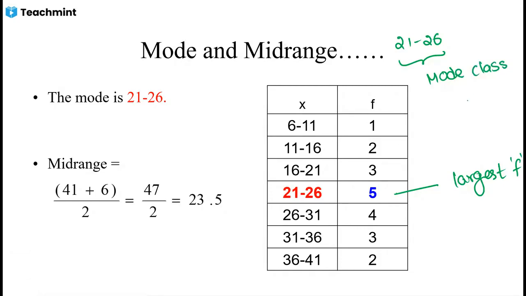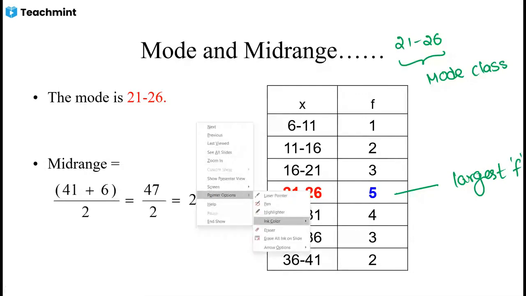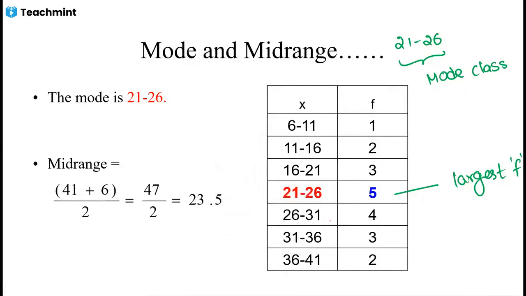Which is having the largest frequency? I can say 5 among the data. Sir, is the median class also the same? Yeah, some questions will give both the same. Sometimes it may be different.